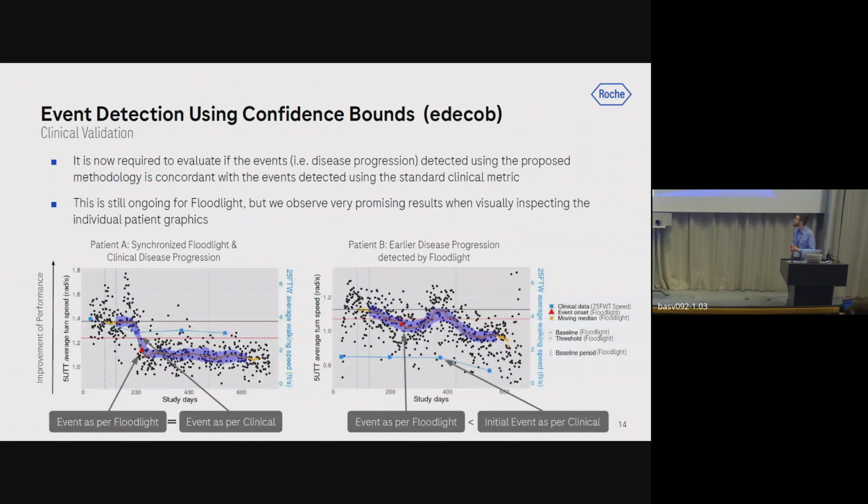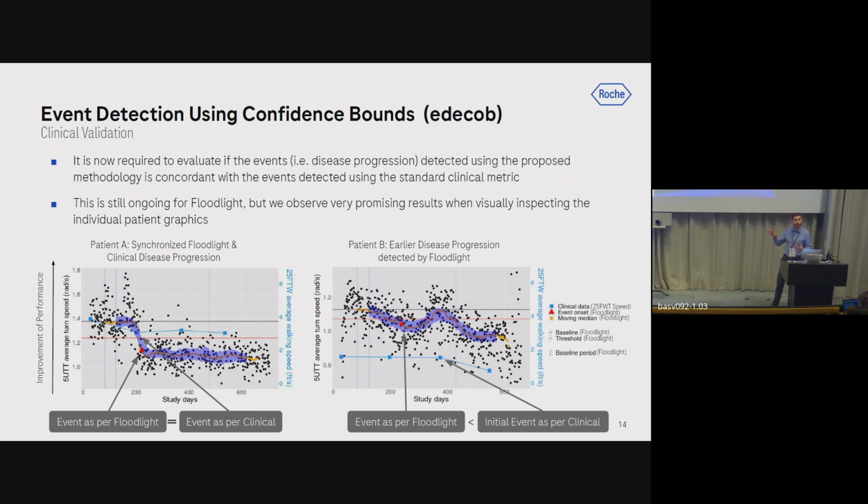But that's only the beginning, because once you have your analytical validation, you also need to have your clinical validation, as it was mentioned in other talks. What it's all about is seeing the events which are detected by classical clinical measures. Can we detect the same events or potentially even more when using our digital health technologies? This work is still ongoing in the Floodlight team, but we already have some quite promising results when looking at each individual patient plot.